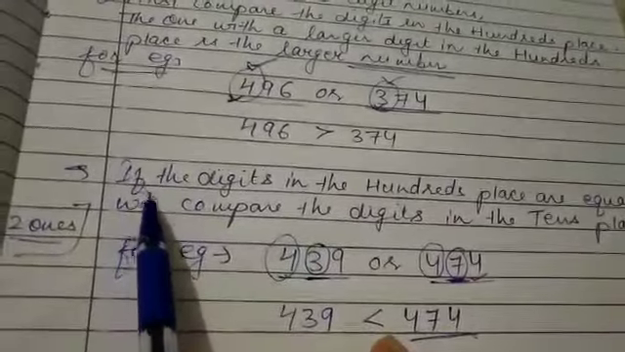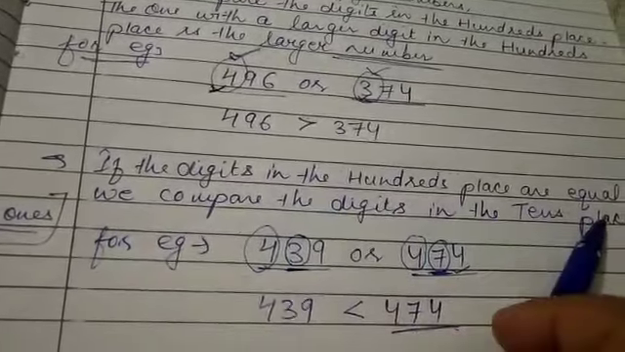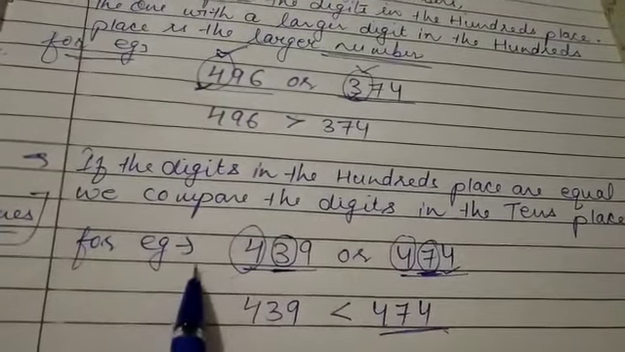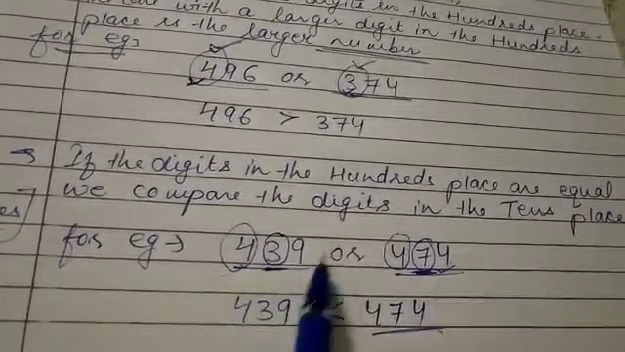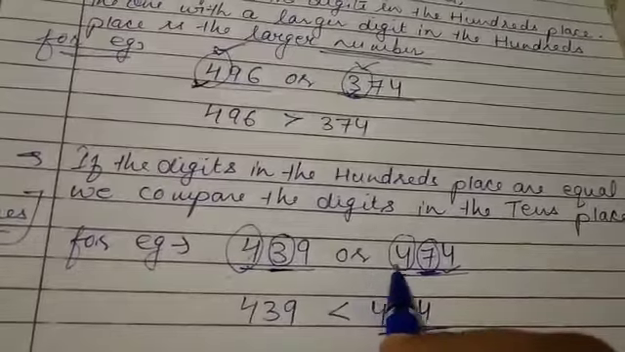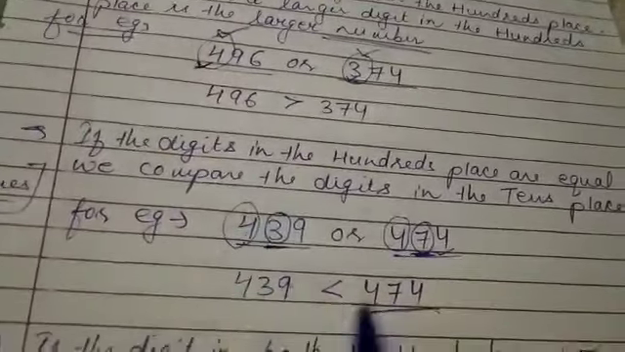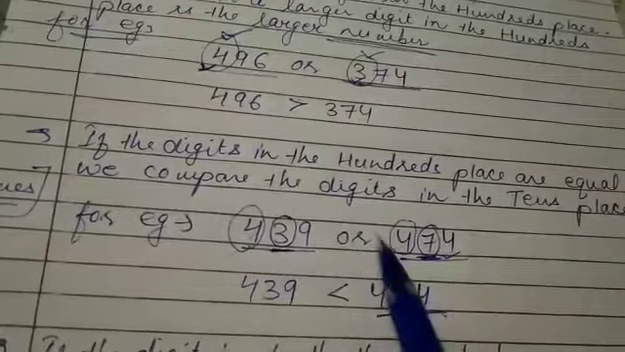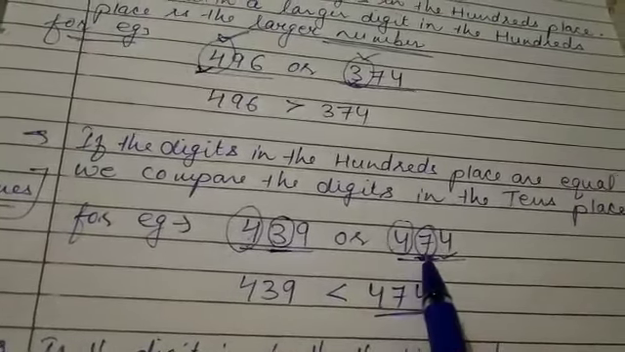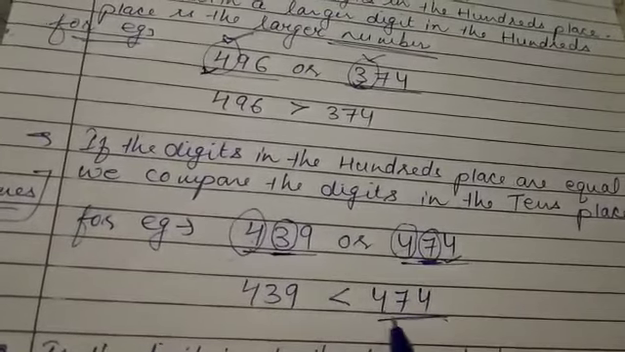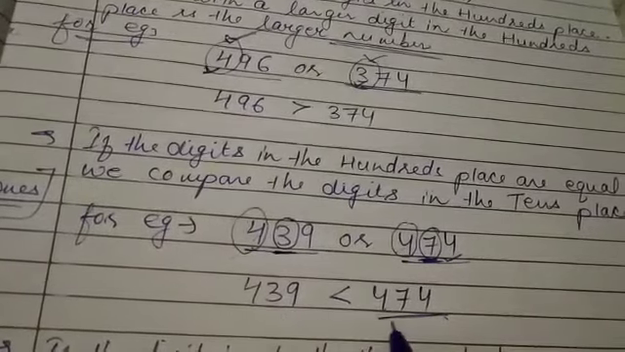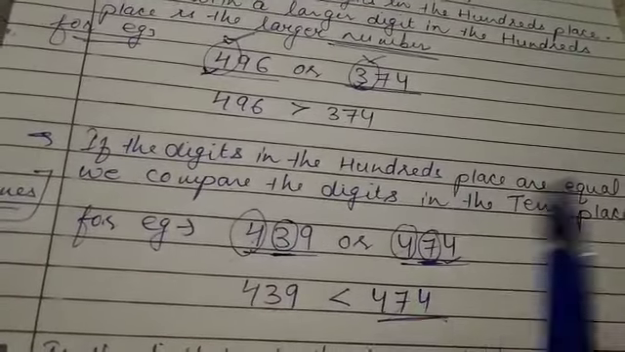According to rule 2, if the digits in the 100 place are equal, we compare the digits in the tens place. For example, 439 or 474. The 100 place in both numbers is the same, so we have to look at the tens place. At the tens place, one number has 3 and the other has 7. So we can say that 474 is bigger than 439 because at the tens place, the bigger digit is 7.